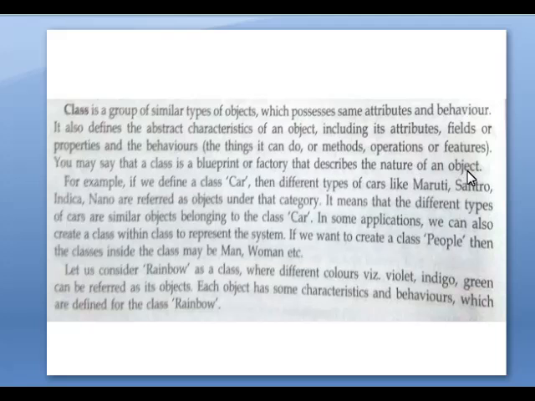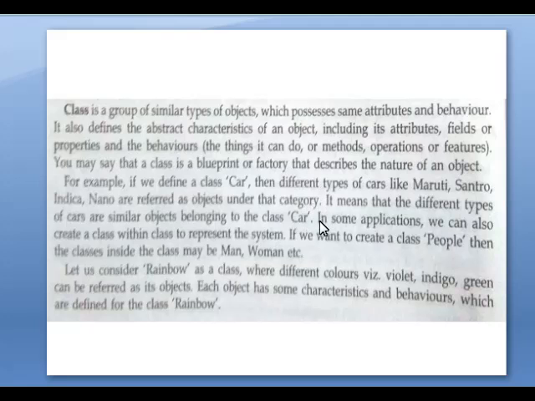For example, if we define a class car, then different types of cars like Maruti, Santro, Indica, Nano are referred to as objects under this category. It means that the different types of cars are similar objects belonging to the class car. So car is a class. It is producing more objects, that is, more cars of different types. These are the types of objects included under the class car. So this class is called an object factory.